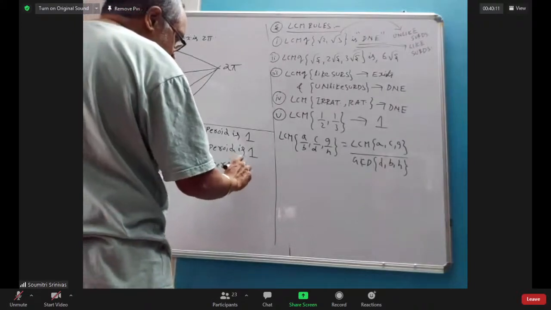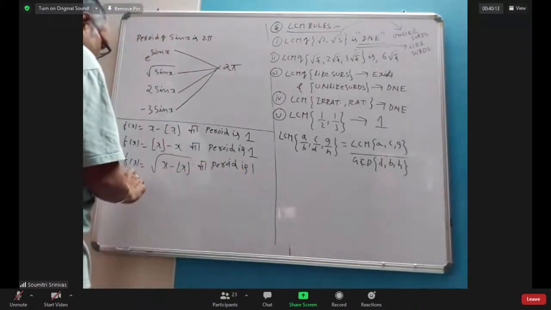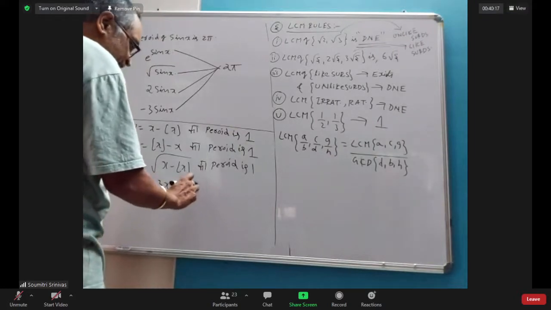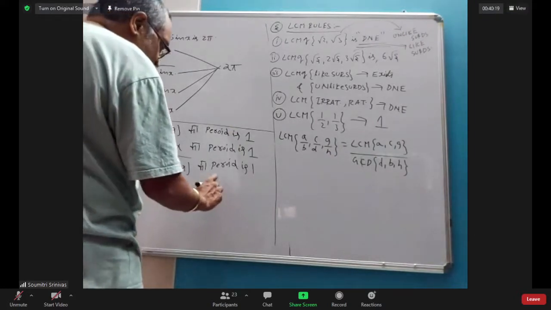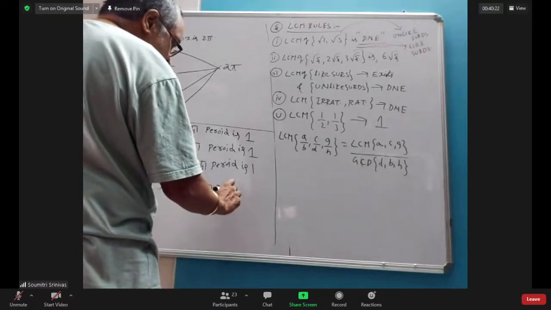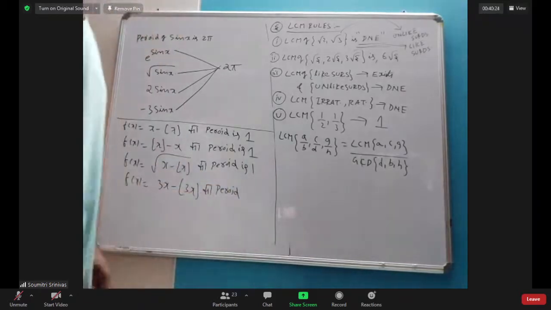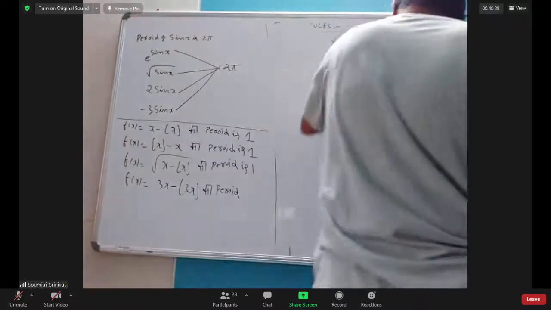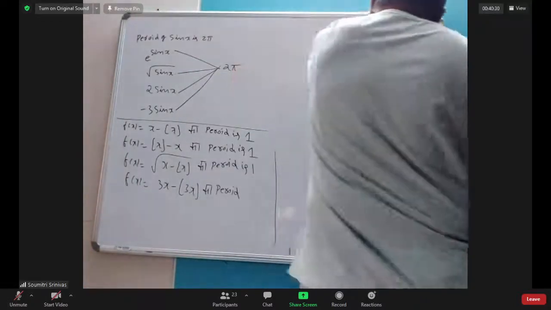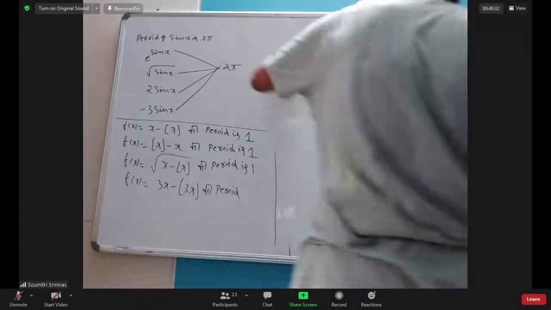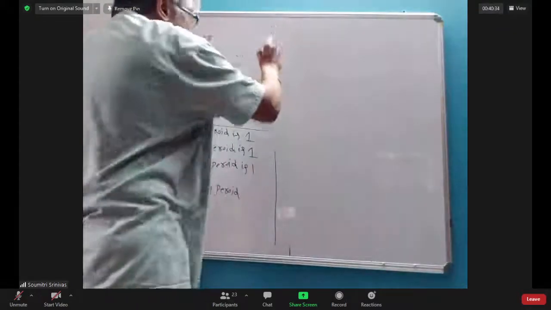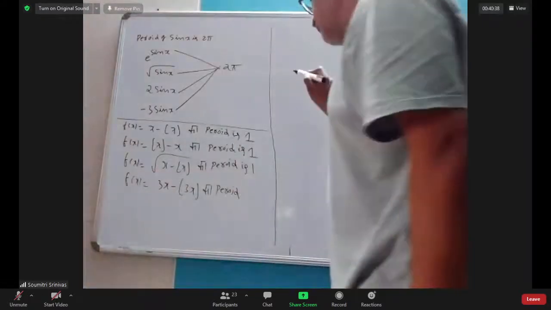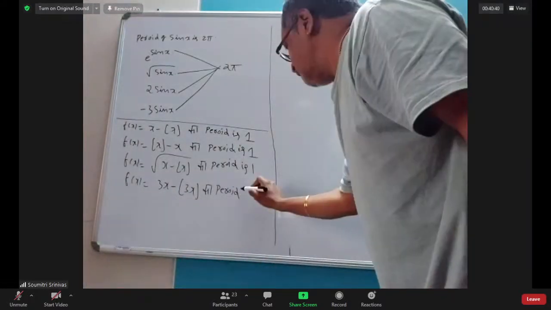f of x is equal to 3x minus step 3x, period? 3, sir. Quickly, quickly, time is up. 3, sir.